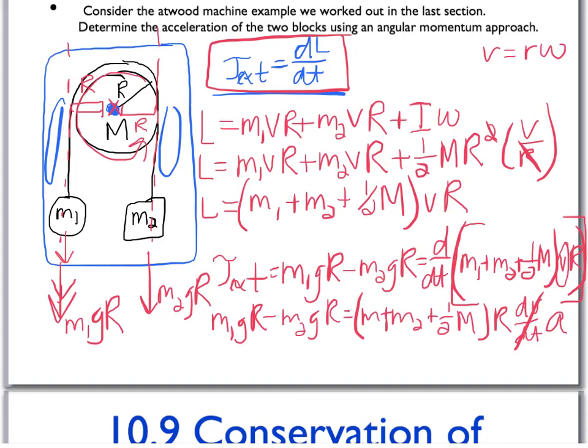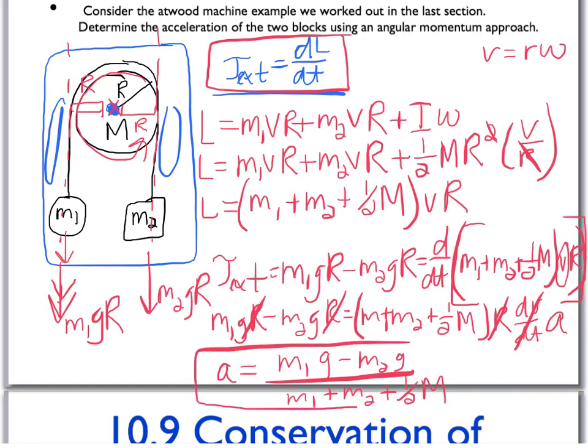Now we can take this equation and solve for the A. If you want to pause the video here, take a second and go through the algebra. You'd find that your R's again would cancel out. And as you solve for A, you would get the exact same solution as we got before: M1G minus M2G all over M1 plus M2 plus 1/2 capital M. We end up with the exact same solution, but just approached in a different way.